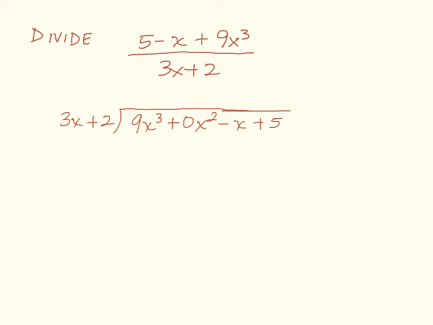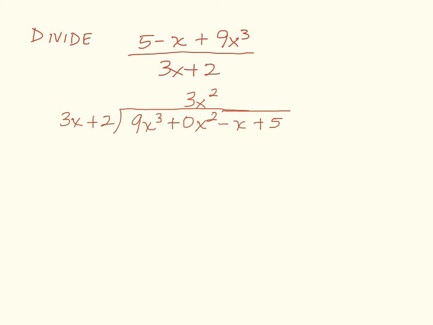Take a minute and look at what we did. Notice that 0x squared does not change the problem at all. It doesn't change the expression at all. 0 times anything is still 0. It's just kind of like a placeholder, and you have to have the missing terms inserted before the division can be done correctly. Now let's go through the steps to divide. 3x goes into 9x cubed 3x squared times. Notice where I put it, over the x squared term. If I had never put the x squared term there, I would not have any place to put these terms.